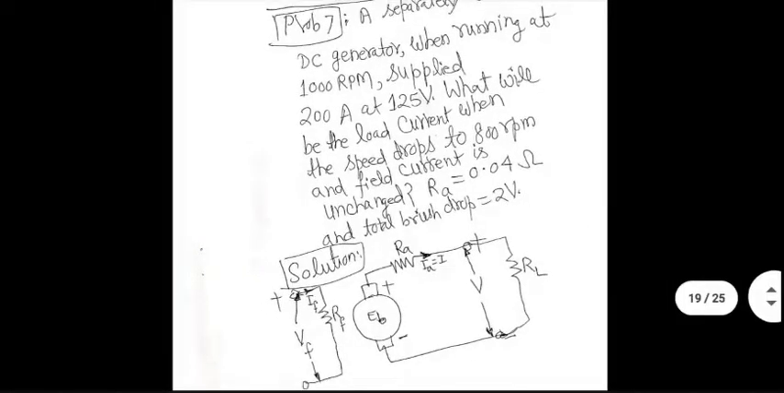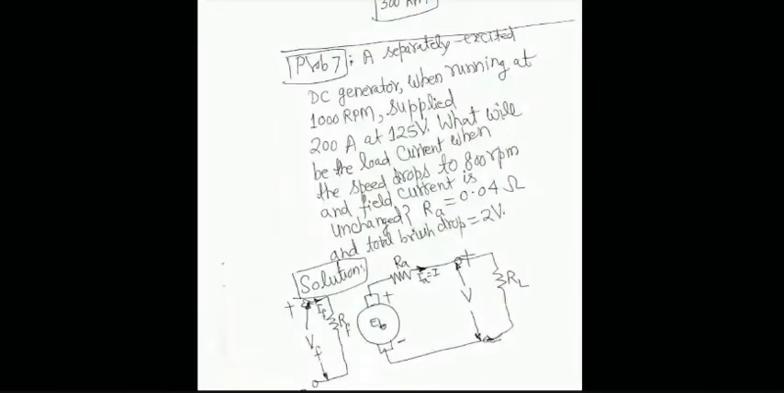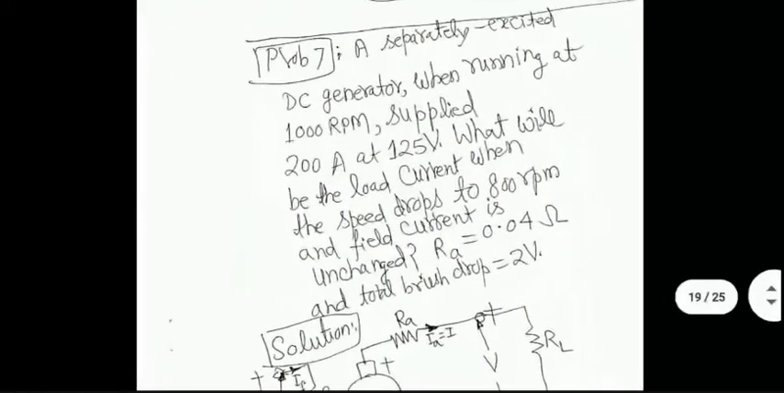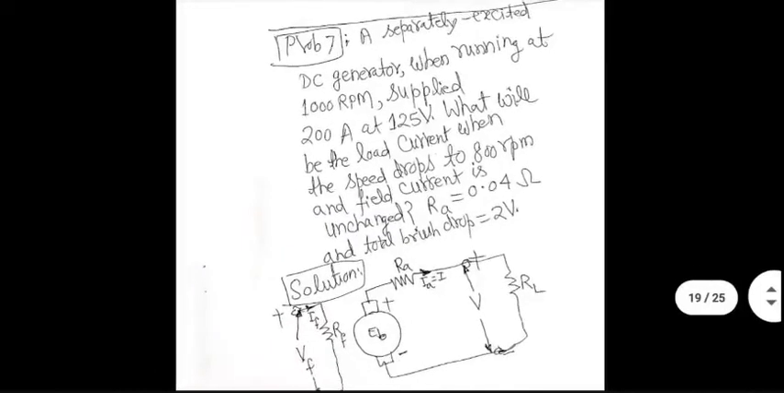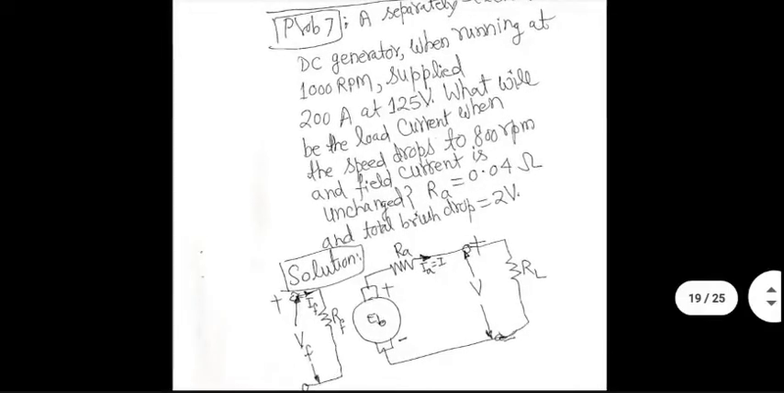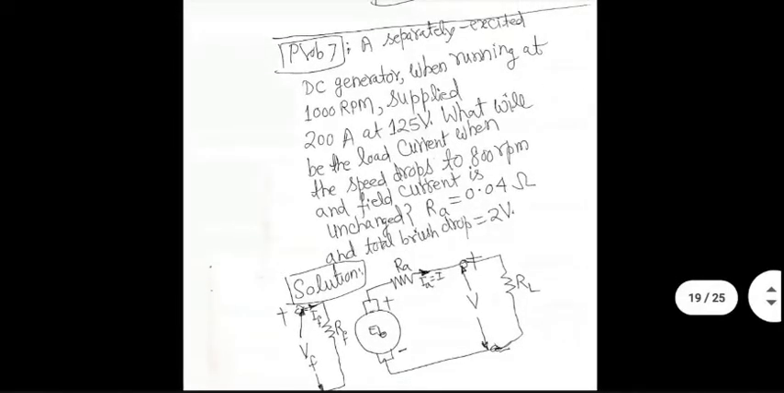This one is back to separately excited DC generator. When it was running at 1000 RPM, it supplied 200 amperes at 125 volt. Okay. What will be the load current when the speed drops to 800 RPM and field current is unchanged? Armature resistance is given and brush drop is also given as 2 volt, including both the brushes. This could be worth looking at. Let's look at it carefully. It's a separately excited machine. So the equivalent circuit is what you see here.